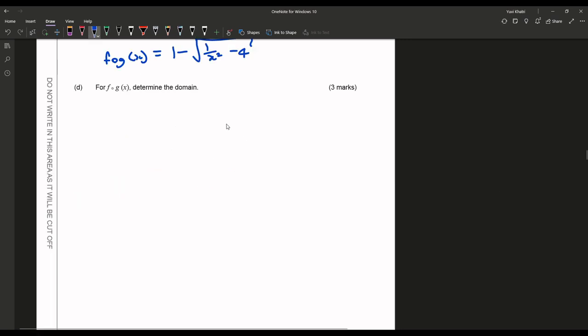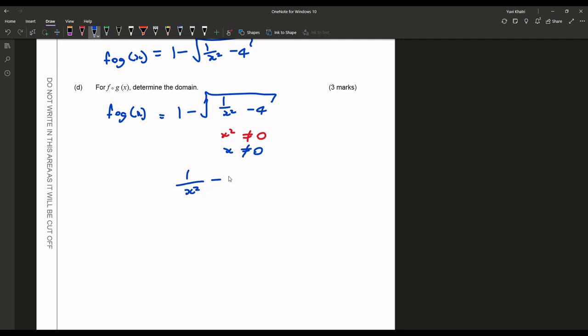Now part D wants the domain for it. Well, I'll just rewrite f of g of x here. You've got 1 take root 1 over x squared take 4. Well, first of all, you can't have a 0 denominator. So obviously x squared does not equal 0. So our first part will be x does not equal 0. That's simple. Now the other thing is, you can't have a negative inside the square root, because then it won't be real anymore, right? So everything inside the square root has to be greater than or equal to 0.